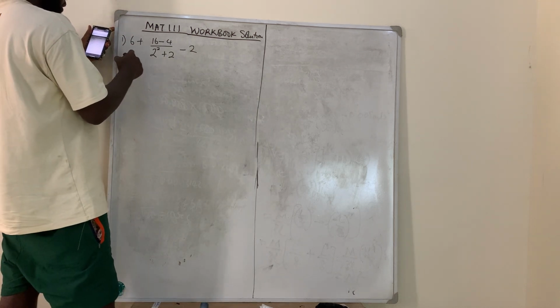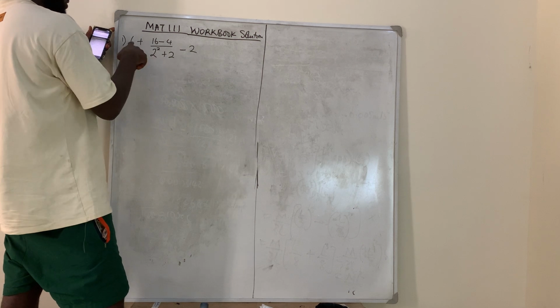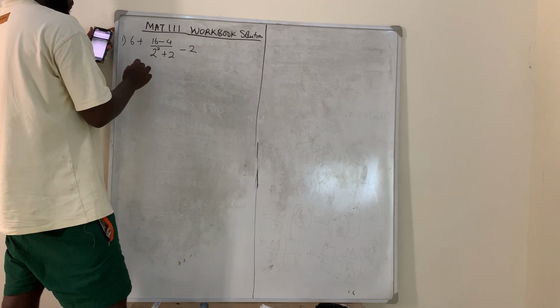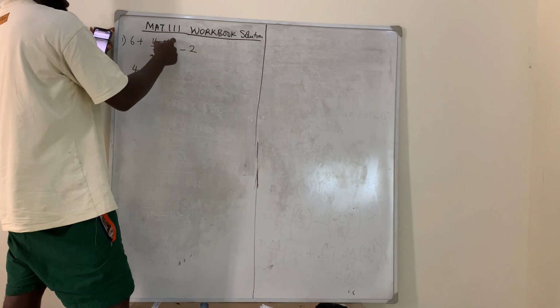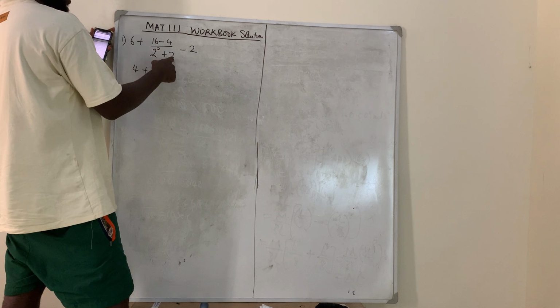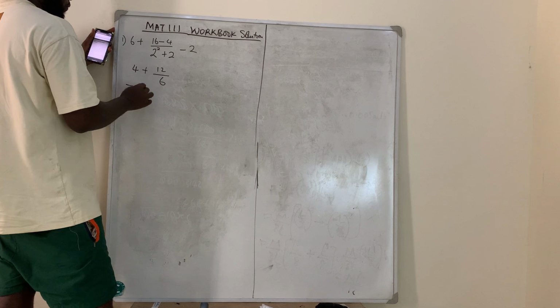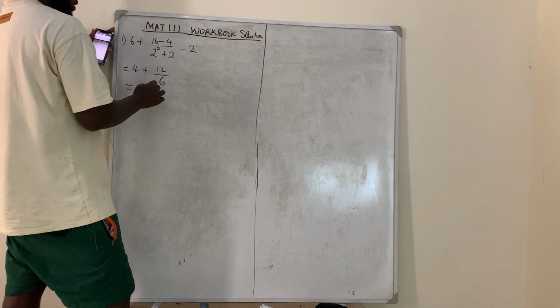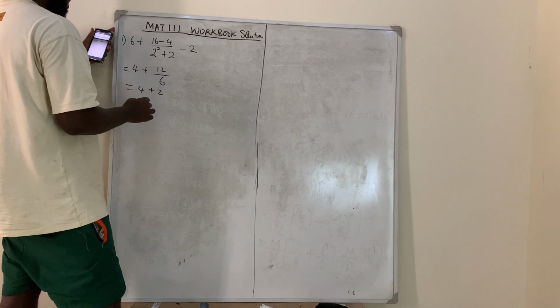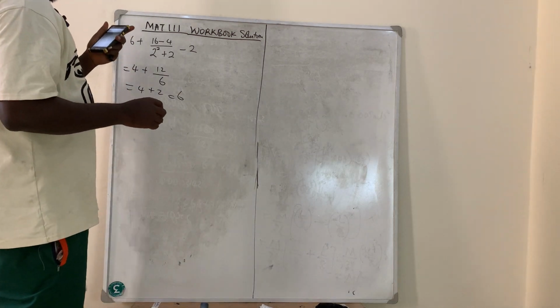In fact, I can just do 6 minus 2 to give you 4. So I have 4 plus 16 minus 4, which gives 12, all over 2 squared, which is 4. 4 plus 2 is 6. So what do we have now? 4 plus 2, and 4 plus 2 is 6. The first question here is very simple.